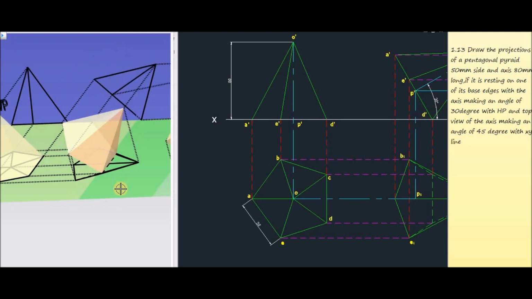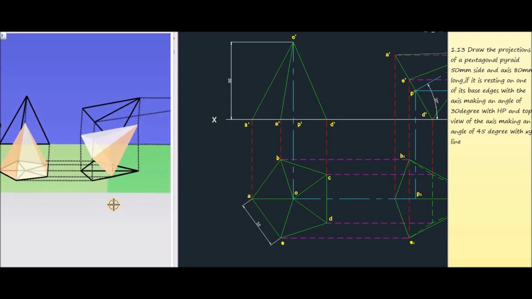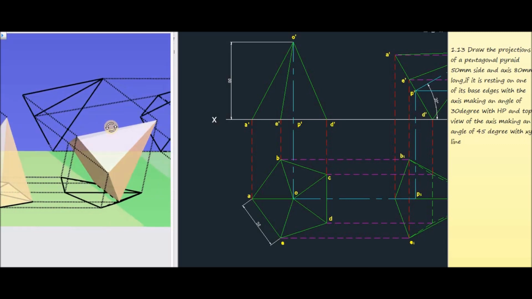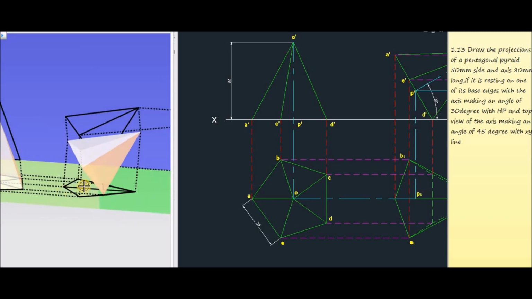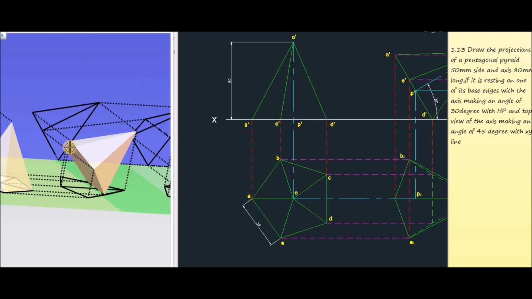This is the base edge CD, tilted in such a way that the axis makes an angle of 30 degrees with the horizontal plane. So in that case, we have to construct the axis, and the axis should make 30 degrees with the horizontal plane. Again, for getting the front view, we have to observe the object from the front side, project all the base corners and vertex into the vertical plane, and join all these corners. Now this triangle represents the front view of the pentagonal pyramid corresponding to 30 degree inclination of the axis.